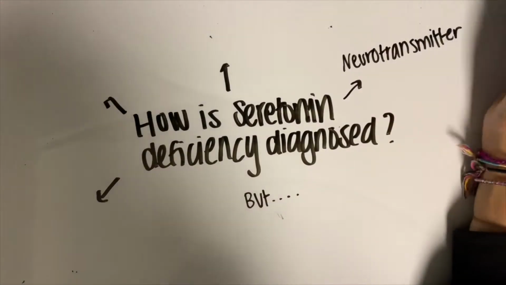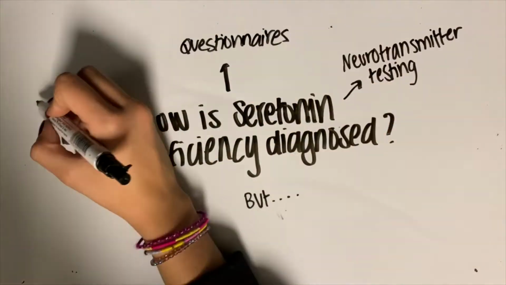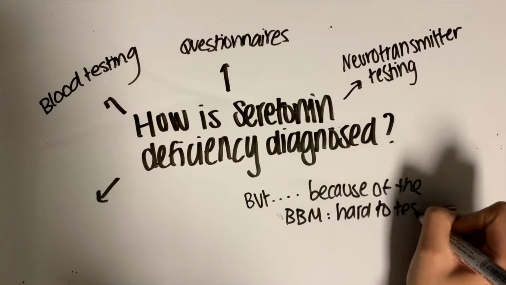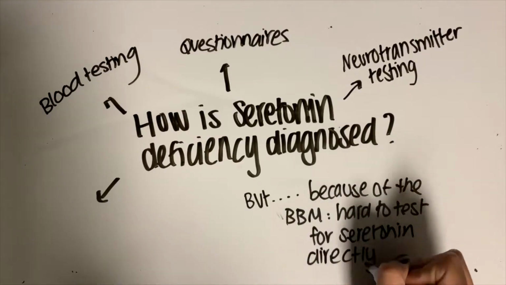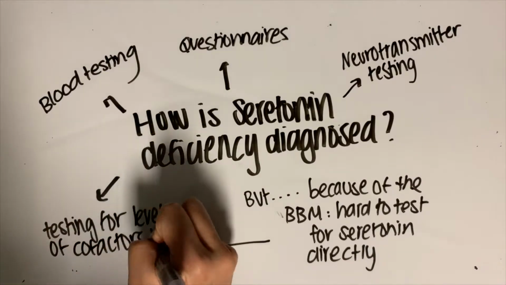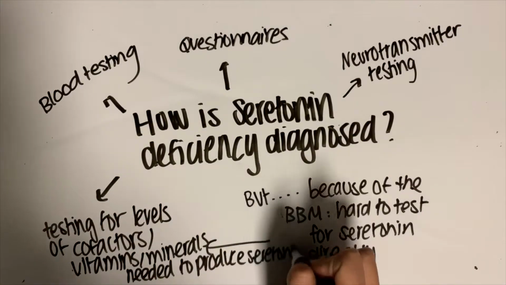There is no clear way to diagnose serotonin deficiency, but you could use neurotransmitter testing, questionnaires, and blood testing. Because of the blood-brain barrier, it's hard to test for serotonin directly, which is why you could test for the proteins, minerals, and cofactors that help create the serotonin.